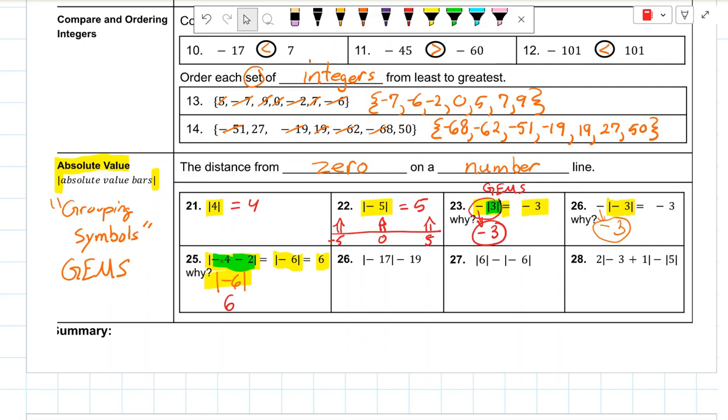Here's the answer. Let me explain. You had absolute value bars on the outside, and on the inside we had to take care of this problem first. -4 minus 2 is -6. I dropped down the bars because we didn't use them yet, and then the absolute value of -6 is 6. So now you have 3 more to go. I'd like you to pause the video and try all 3. Pause now.